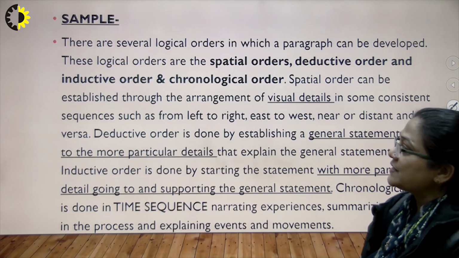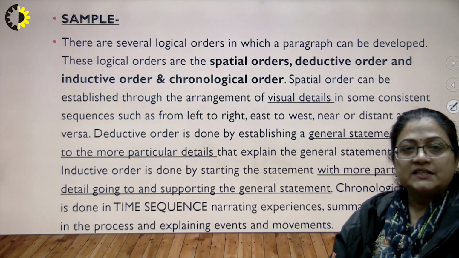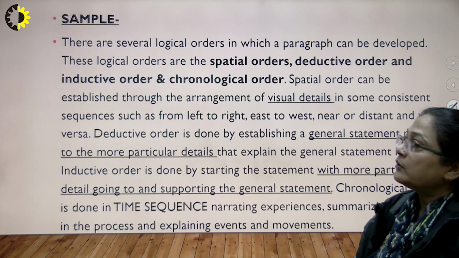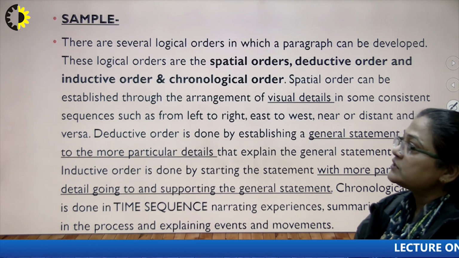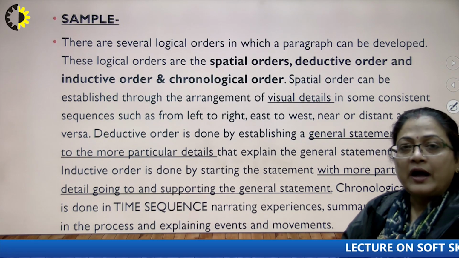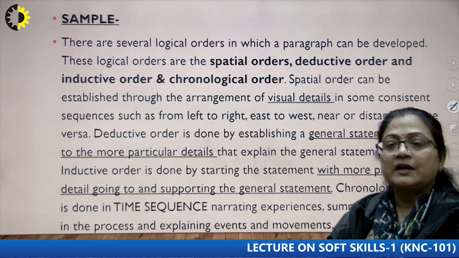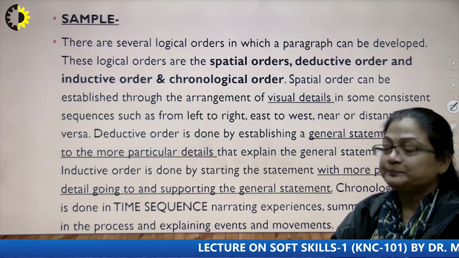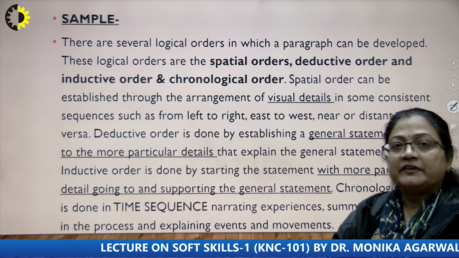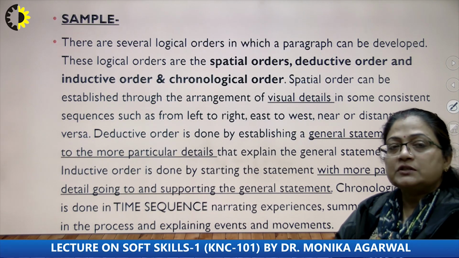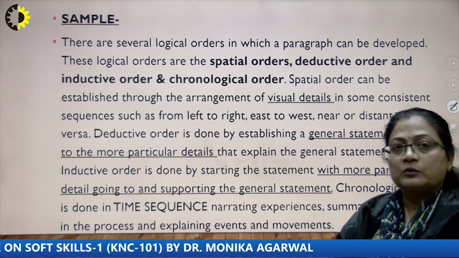Okay. I have given this sample here, it is a small sample. If we are speaking or we are writing, this is a small paragraph on paragraph development itself. Okay. I will read it out and then bring out how I have used and ensured three features of unity, coherence and emphasis here. There are logical orders in which a paragraph can be developed. These logical orders are the spatial order, deductive order, inductive order and chronological order.